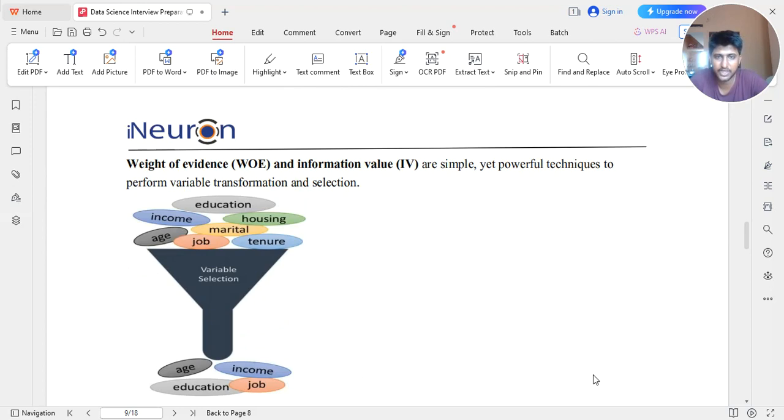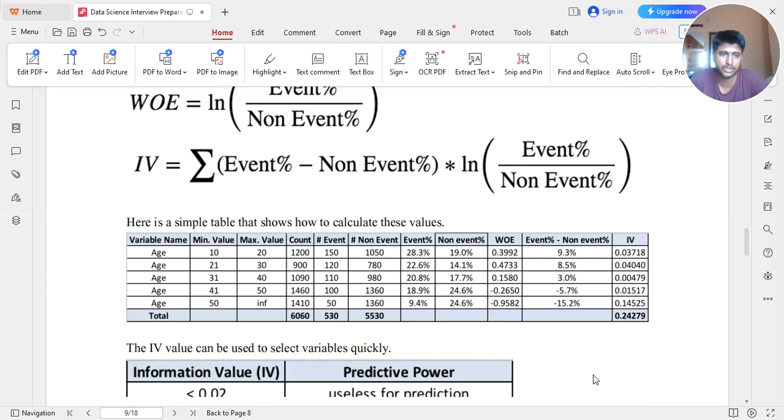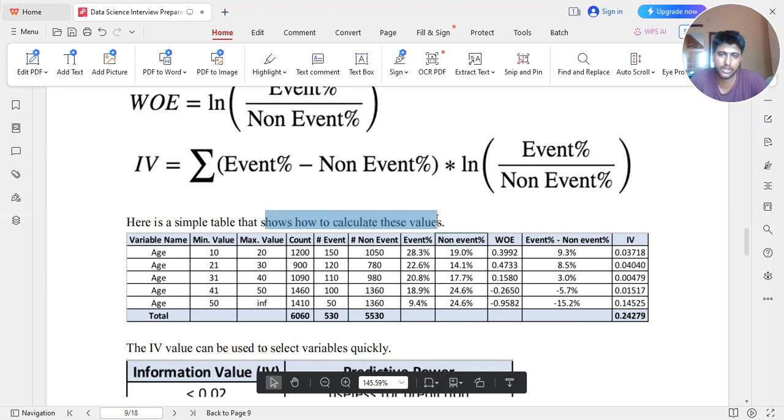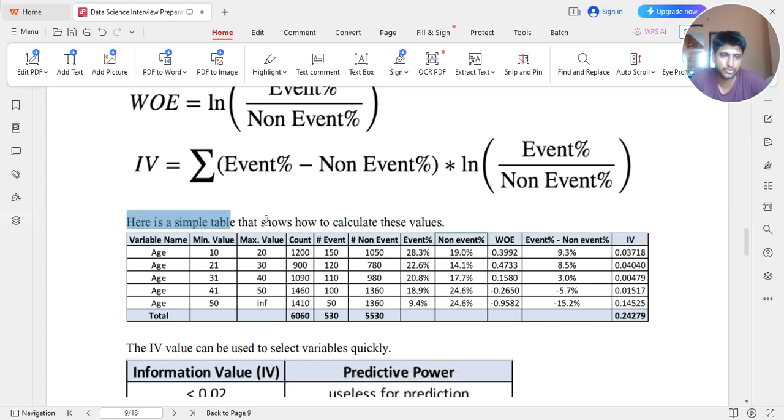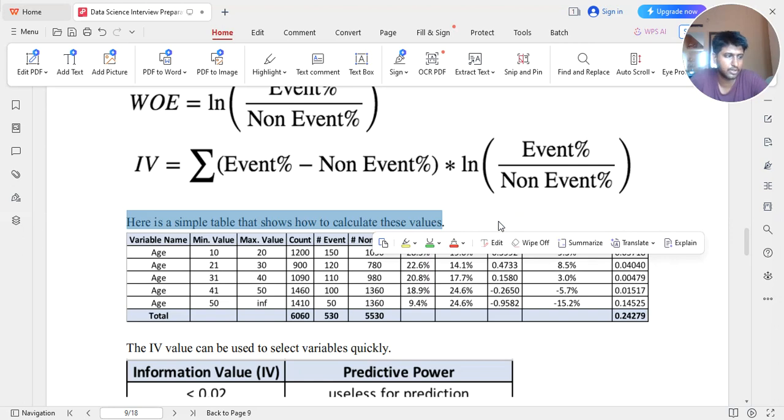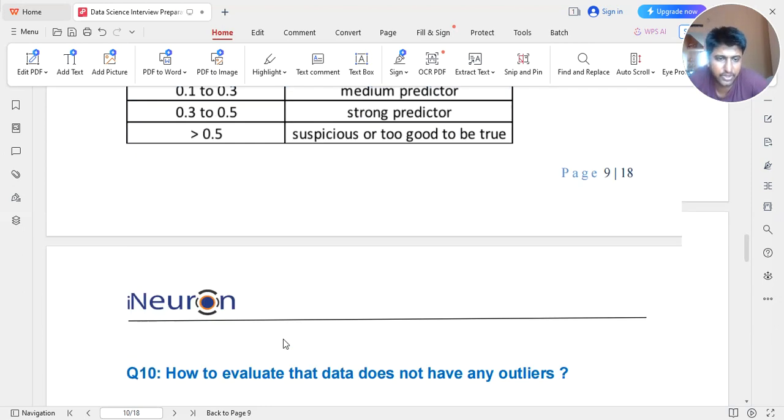Weight of evidence and information value are simple yet powerful techniques to perform variable transformation and selection. Here is a simple table that shows how to calculate these values. Right now we have the variable name, mean value, max value, count, event, non-event, event percent, non-event percent, and weight of evidence.